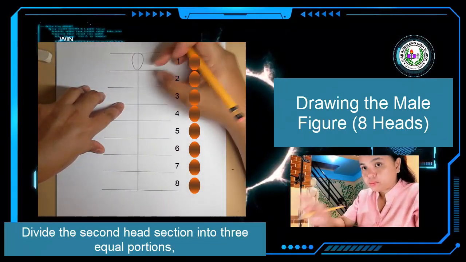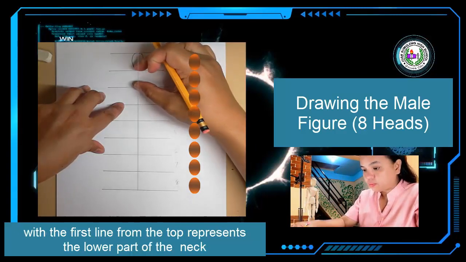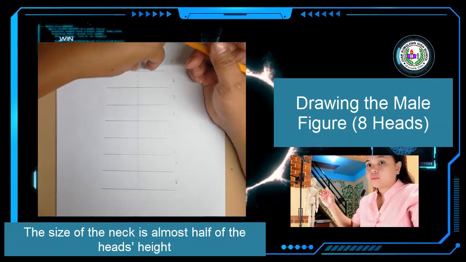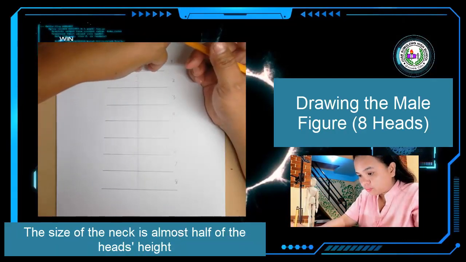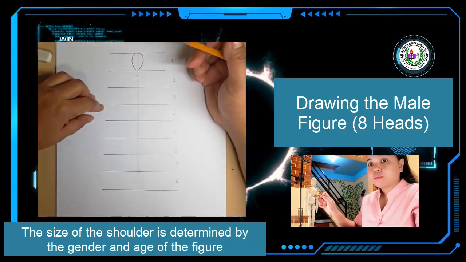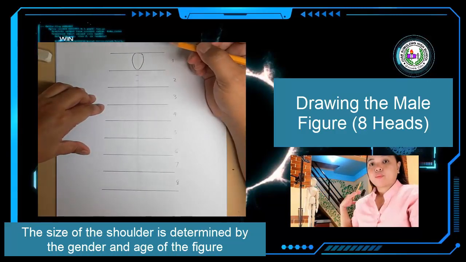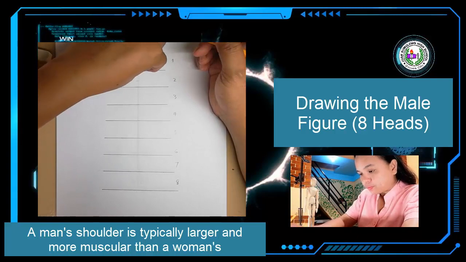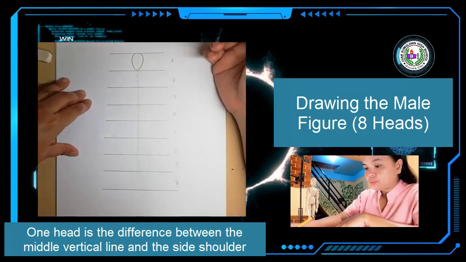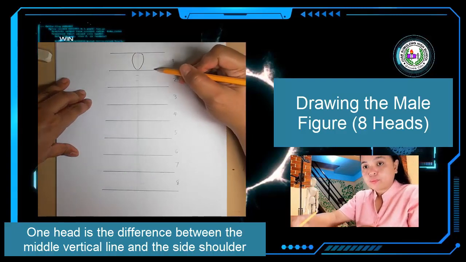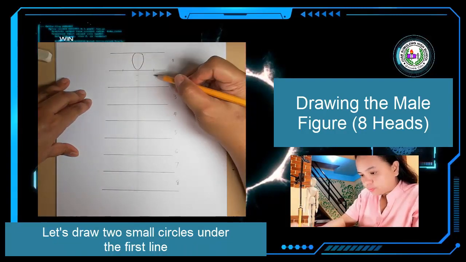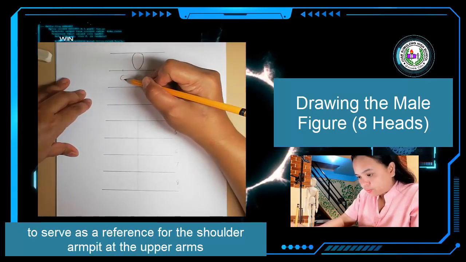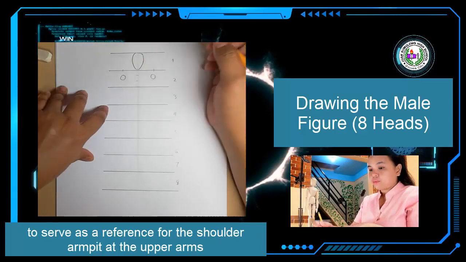Divide the second head section into 3 equal portions, with the first line from the top representing the lower part of the neck. The size of the neck is almost half of the head's height. The size of the shoulder is determined by the gender and age of the figure. A man's shoulder is typically larger and more muscular than a woman's. One head is the difference between the middle vertical line and the side shoulder. Let's draw 2 small circles under the first line to serve as a reference for the shoulder, armpit, and the upper arms.